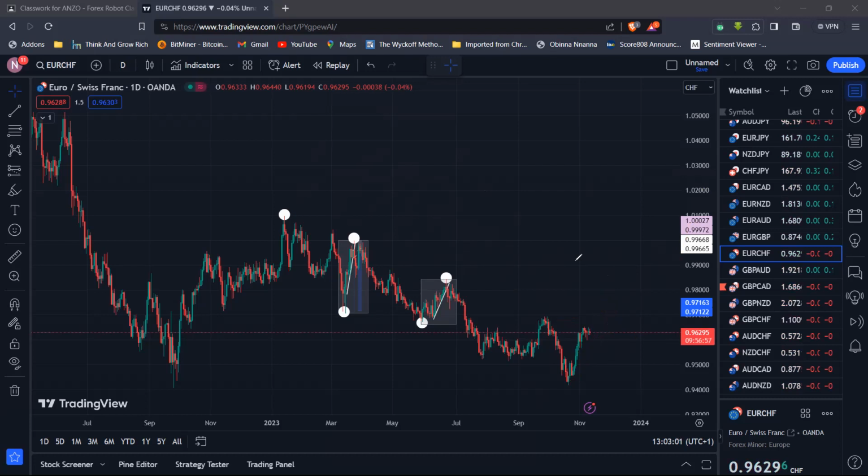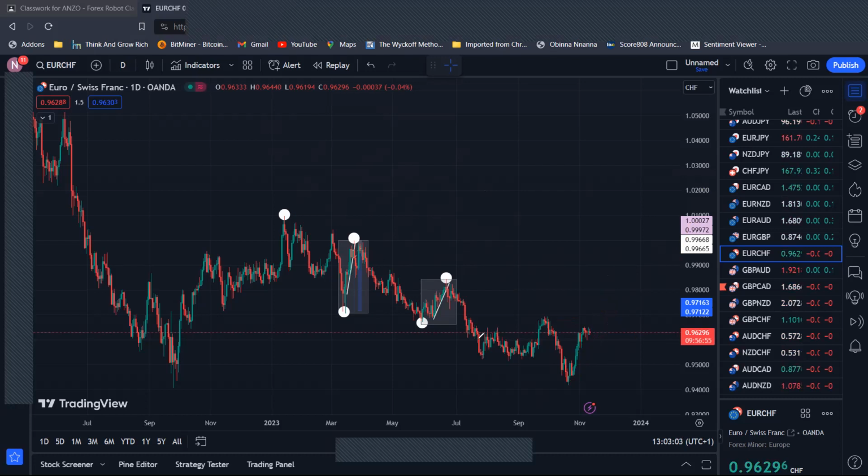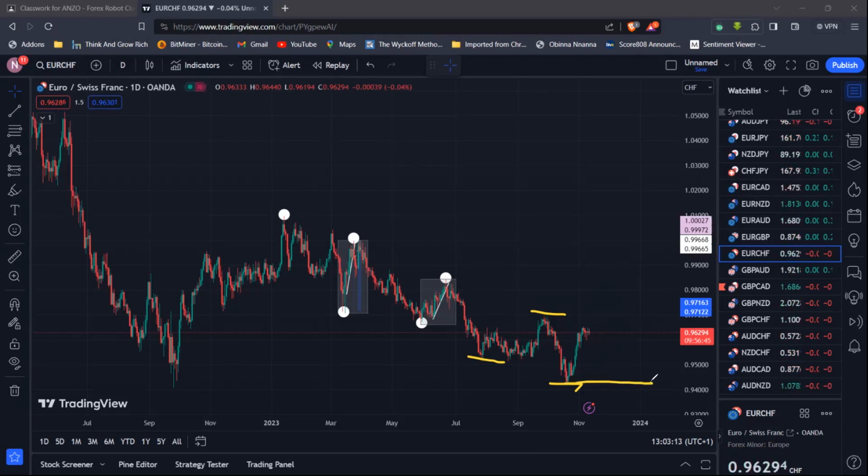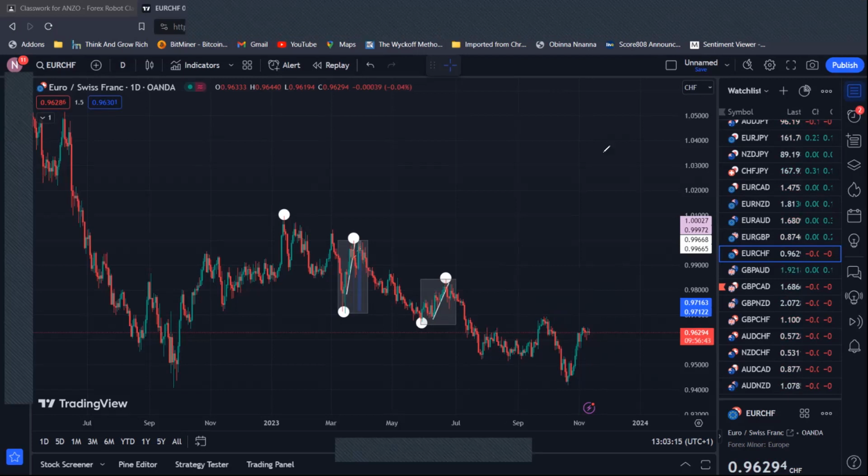But based on the current market structure that we are seeing so far, making lower lows and lower highs, and lower lows and lower highs and lower lows, what do you think I'm anticipating? Well, I'm anticipating price to come back down here. So let's see what I would be anticipating in this particular light.